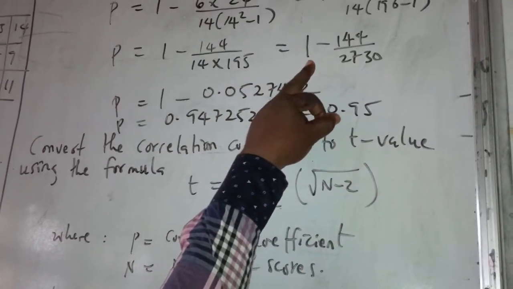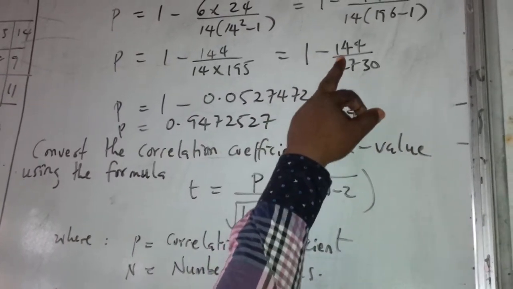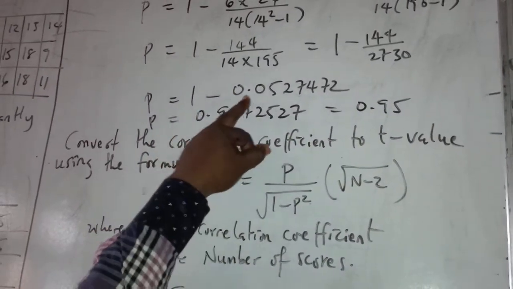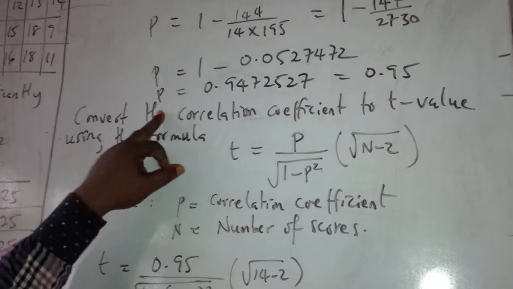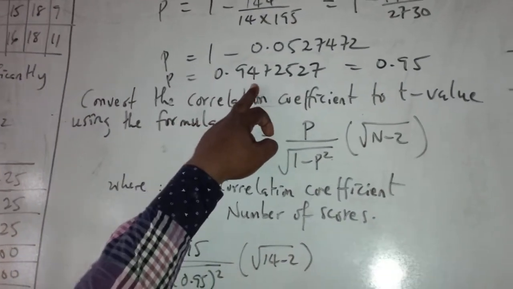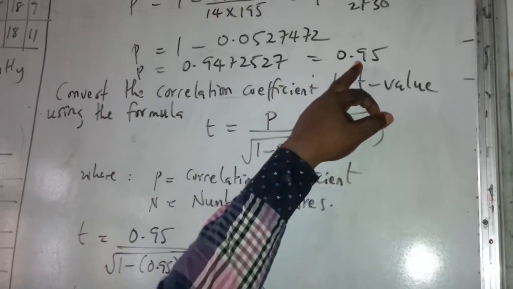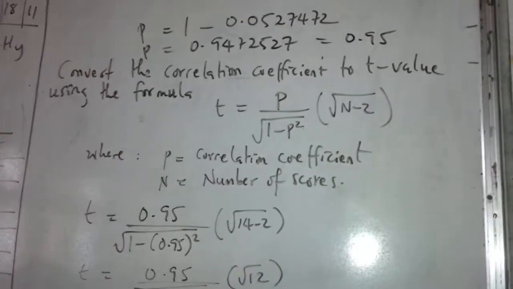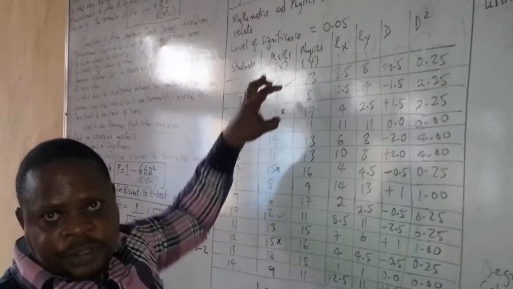Now 1 minus this will give you 144 divided by 2730 will give you 1 minus 0.05274772. And therefore, if you subtract this from 1, you have 0.9472527, approximately 0.95. Now, that's the correlation coefficient between these two scores, between the mathematics and physics scores.